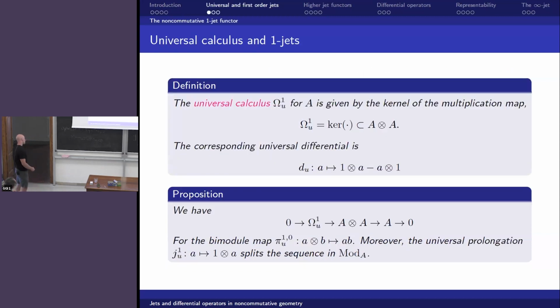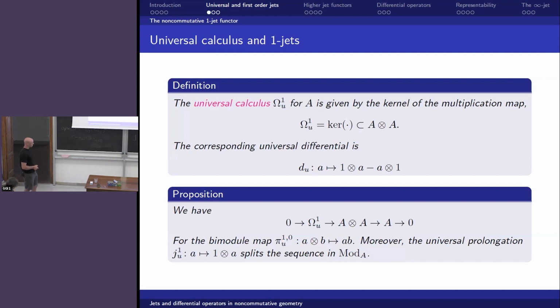So how do you build jets? The first thing you would do is build the universal one jet, and then you try to construct a one jet for a non-universal calculus, and then you'll go to higher levels. So the universal calculus is just the kernel of the multiplication from A tensor A to A, where A is your K algebra. And this has the differential as stated there.